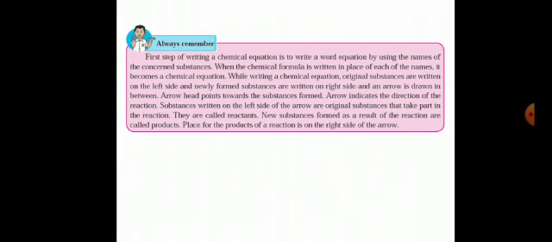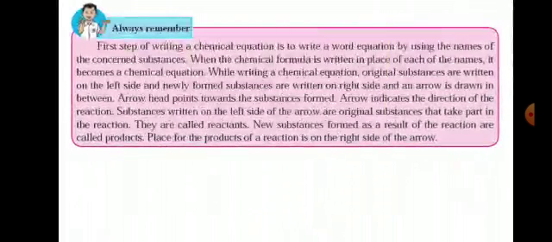The first step of writing a chemical equation is to write the word equation by using the names of the concerned substances. So you can write the word equation first, and the word equation can be framed if we know the names of the concerned substances. When the chemical formula is written in place of each of the names, it becomes a chemical equation. While writing a chemical equation, original substances are written on the left hand side and newly formed substances are written on the right side, and an arrow is drawn in between. Arrowhead points towards the substance formed. Arrow indicates the direction of reaction.